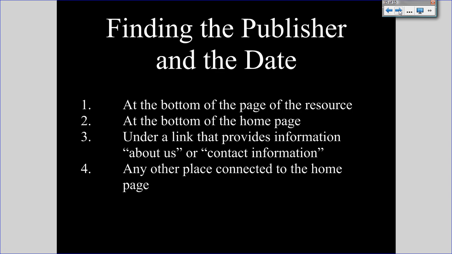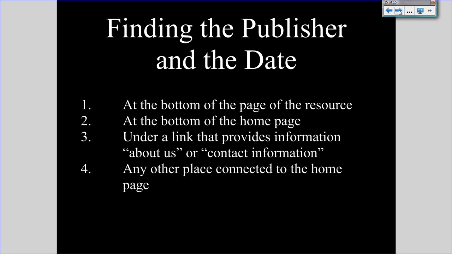Sometimes students find difficulty in finding the publisher or the date of publication. If you're finding difficulty in locating this information, use these 4 steps. First, look at the bottom of the page of the resource, the bottom of the individual page that you are reading. Look for copyright date information. Look for the enclosed C that indicates copyright. If you can't find a specific month, day, and year, look for the most recent year of publication and include that in your web citation entry.